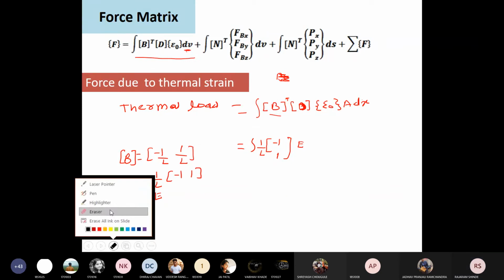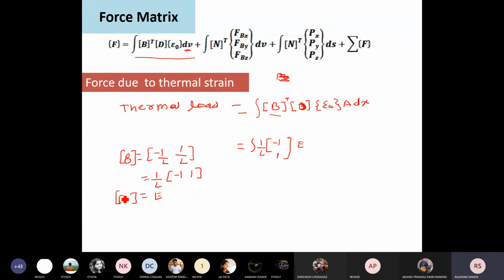Okay. Next one, after calculation of E, epsilon 0. For a one dimensional element, epsilon 0 is alpha delta T, because it is just a strain. Alpha, you have already studied this in strength of materials. Alpha is the coefficient of thermal expansion.